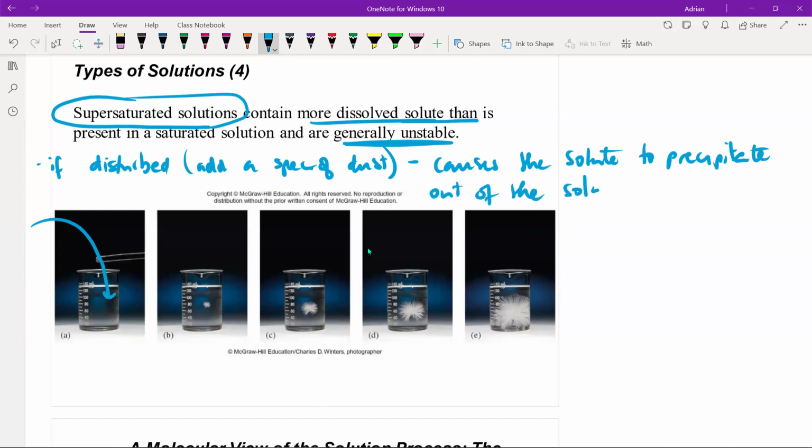It usually happens fairly quickly, and the precipitate forms as crystals, and they actually grow. It's quite interesting to look at if you've ever seen one of these. It's a process that happens because that supersaturated solution is unstable. And if disturbed, which is very easy to do because it's unstable, that solute is going to precipitate out of that solution.